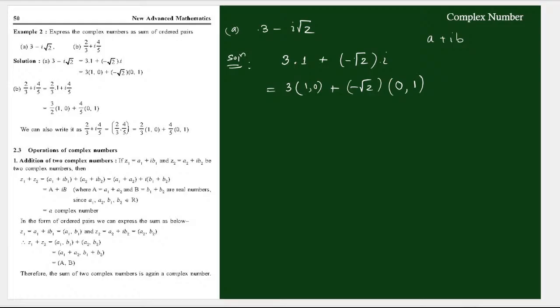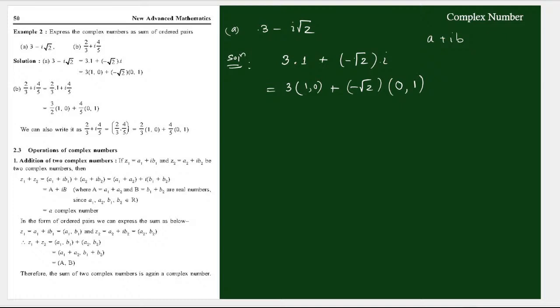So far we have discussed and defined pure imaginary numbers, then the powers of i, then we defined complex numbers, the real part, the imaginary part, and then writing the complex number in ordered pair form. These are the things we have learned so far.